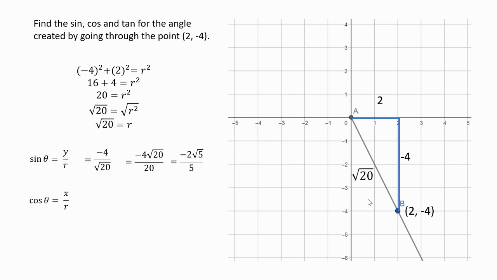Cosine is the x value, which in this case is 2 divided by root 20. Rationalize it, then simplify it. And everything's going to simplify down to root 5 over 5. And lastly, the tangent is the y value divided by the x value, right? Negative 4 over 2. That reduces to just negative 2.